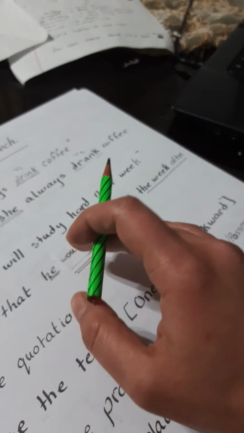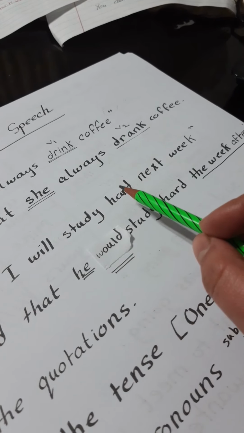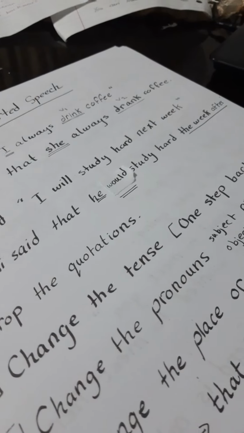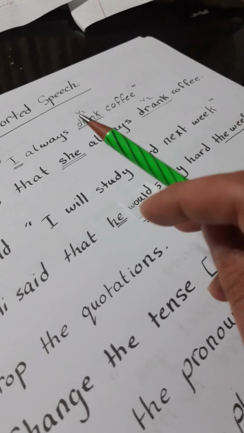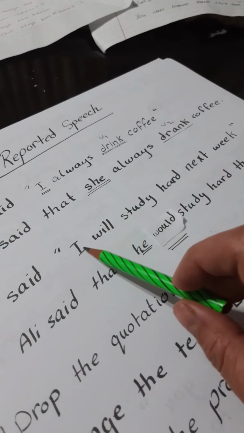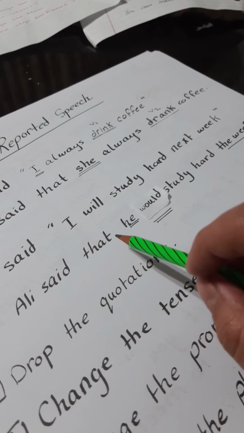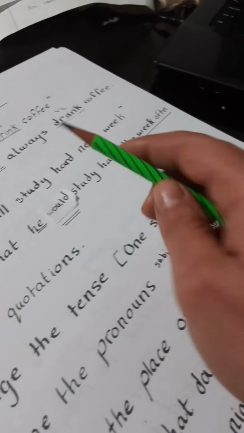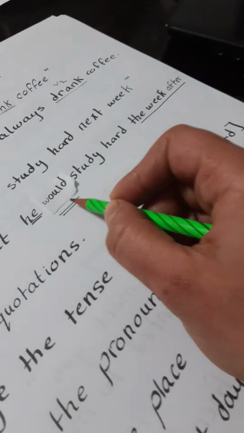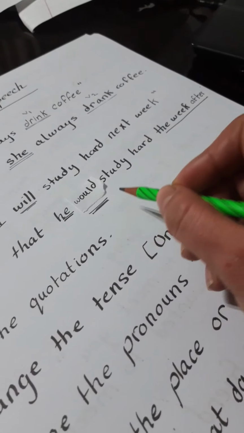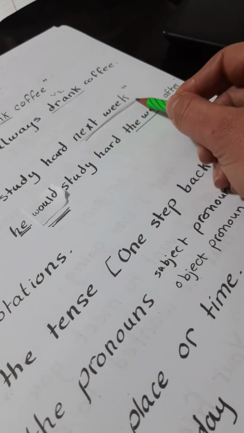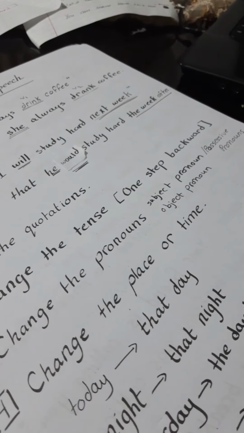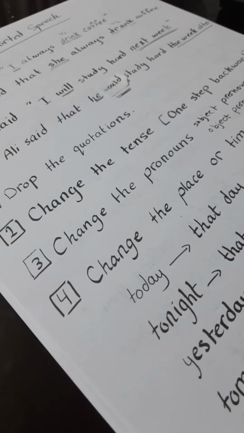The other one here: Ali said, "I will study hard next week." We changed this sentence from direct into indirect. Ali said that he, because Ali is a he, would study hard the week after. Notice that we changed will to would. And I want you to notice that we changed next week to be the week after.